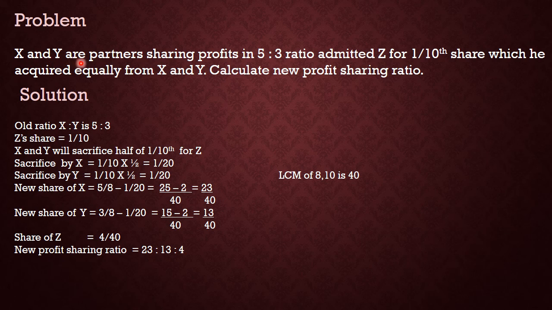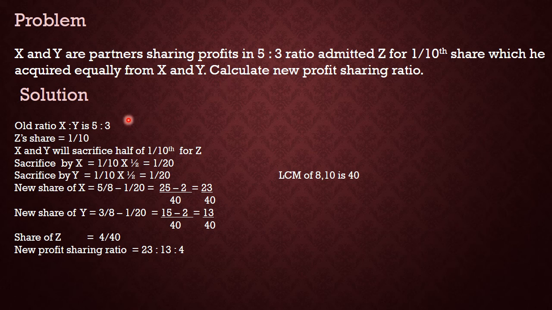X and Y are partners sharing profits in 5:3 ratio. Admitted Z for 1/10 share which he acquired equally from X and Y. Calculate new profit sharing ratio. So this is the question.